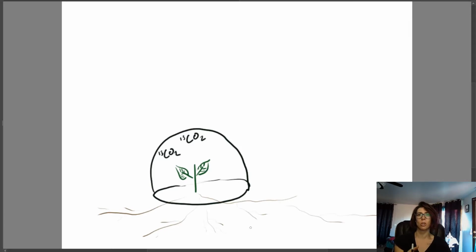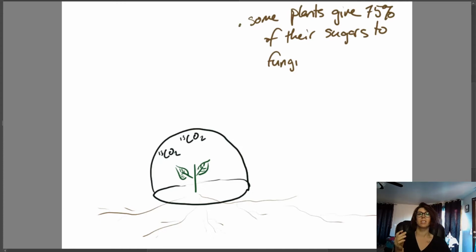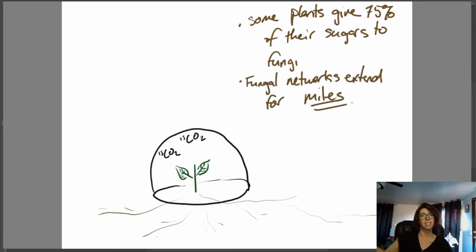That just goes to show how valuable the services that the fungi provide are to the plant. We also found that these fungal networks can extend for miles. That greatly extends the reach of the plant roots, because the plant roots are not that long, but these thread-like fungal networks can travel for miles, bringing back nutrients to the plant and trading them for sugars. So the fungi get nutrients and water and trade them with the plant for sugars.